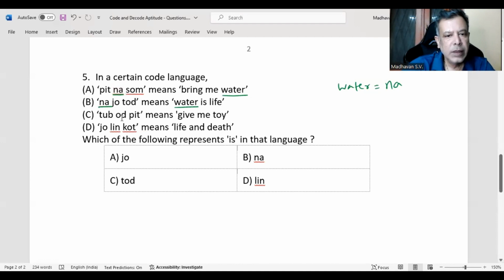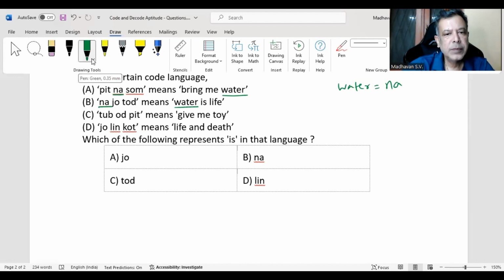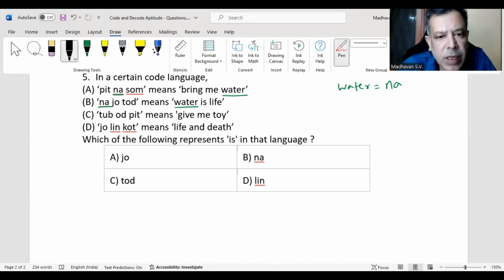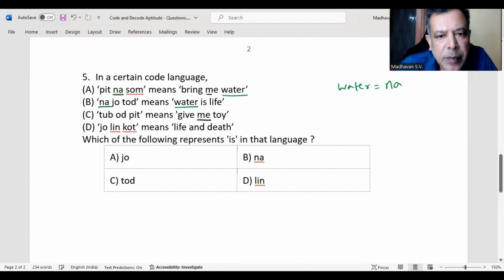Then tub odd pit means give me toy. So here we may notice the common word is me in A and B. So we can write me, and what is the common word here? If I compare pit na som and tub odd pit, the common word is pit. So we can equate me to pit.